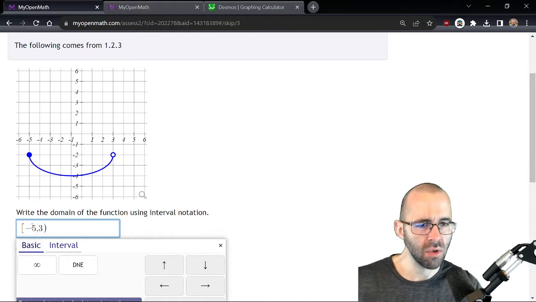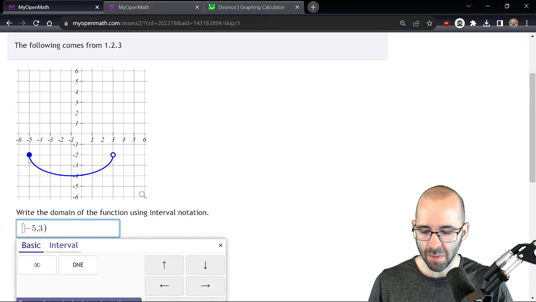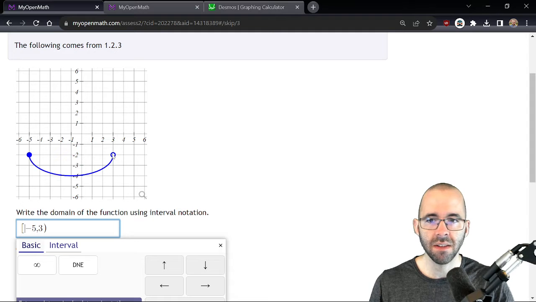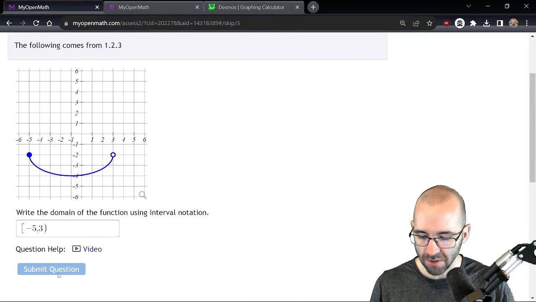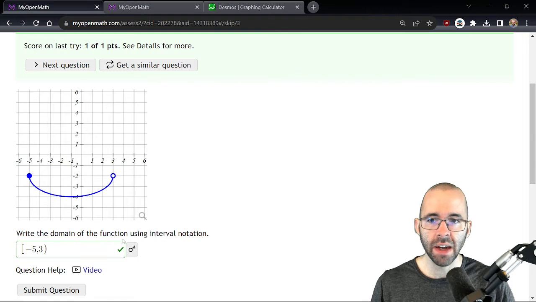And then again, interval notation does mean everything in between, so make sure that every input between these 2 points exists. And yeah, every x value between those two does have a y value, so this will be our answer. You can see that we got it right.